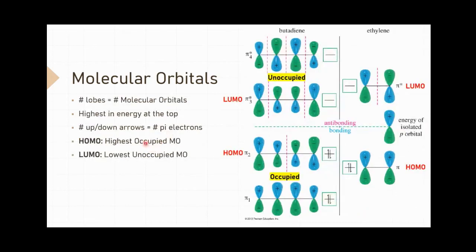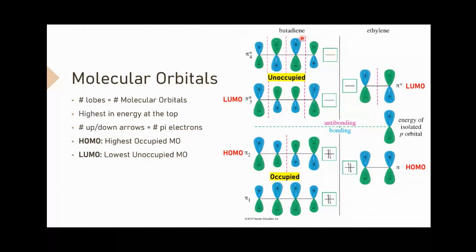Okay. So a good way to think about how many molecular orbitals you can draw is that the number of lobes you have correlates to how many drawings of molecular orbitals you have. You have the highest energy at the top, lowest energy at the bottom, and these arrows right here correspond to the number of pi electrons that your molecule has.